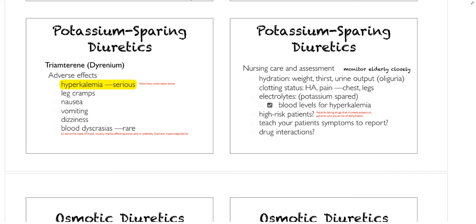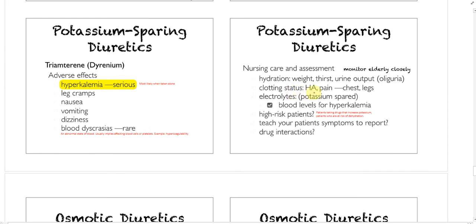So when we are talking to our patients about potassium-sparing diuretics as a whole, we want to talk about hydration and the importance of hydration, and monitoring it. So we want to tell them, check your weight every morning before breakfast. Choose either before going to the bathroom or after going to the bathroom. Monitor your thirst and let us know how that's going. Look for urine output.